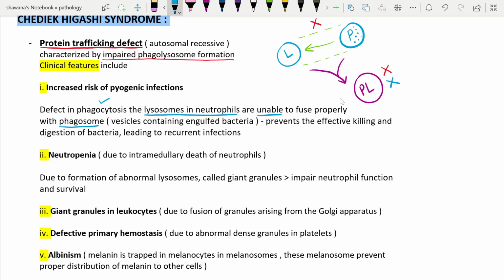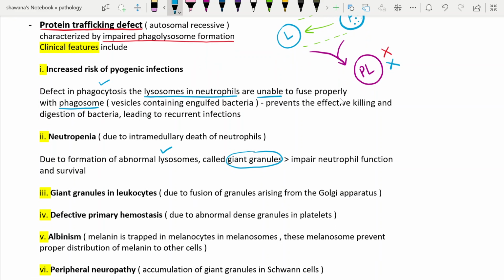Second is neutropenia. Neutropenia occurs because of the formation of abnormal lysosomes. There will be formation of abnormal large lysosomes inside the neutrophils. These are known as giant granules, and these granules impair neutrophil function and survival in the intramedullary tissue. It means that when neutrophils are being formed in the bone marrow, they die prematurely due to the formation of the giant granules inside the neutrophils.